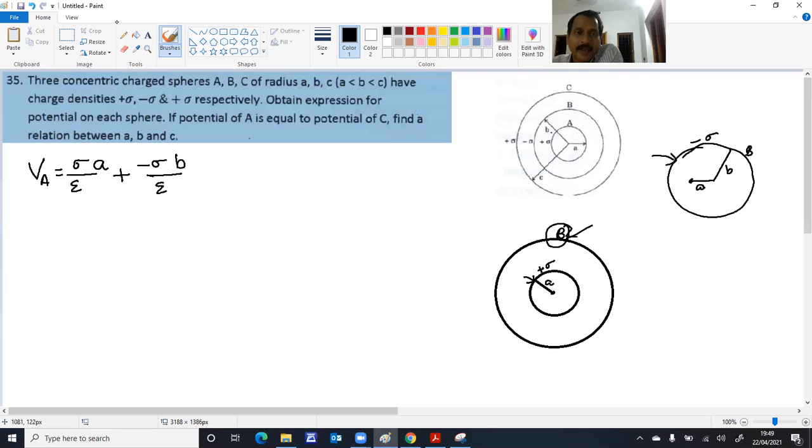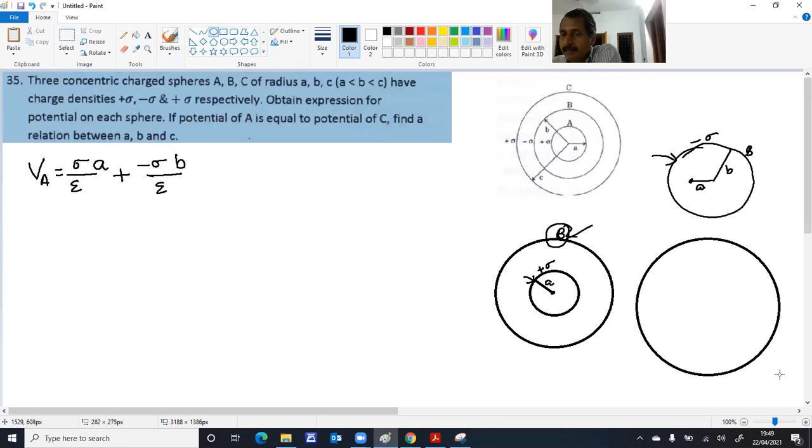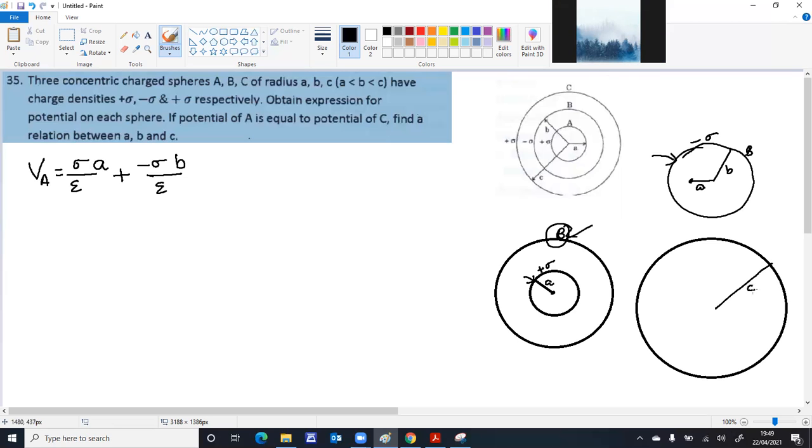Now if I take a big sphere C, what will be the potential on the surface of the big sphere? Sigma c by epsilon. What will be the potential of that sphere at this point, again A, the same point? Sigma c by epsilon, because it is the same as that on the surface. I don't know if all of you are clear with this.